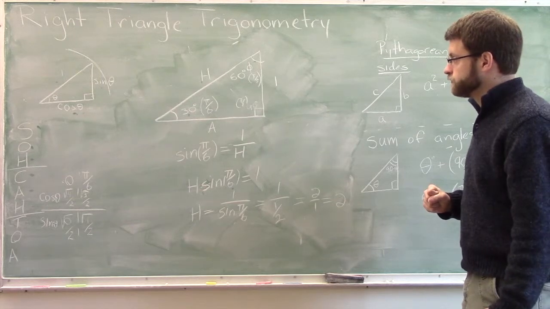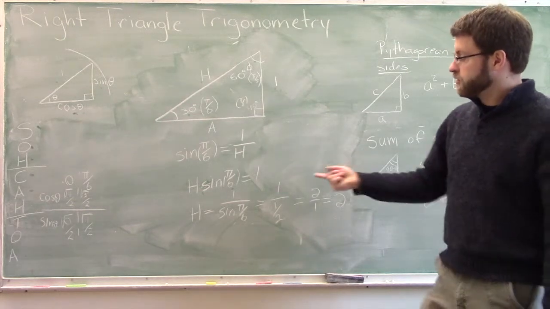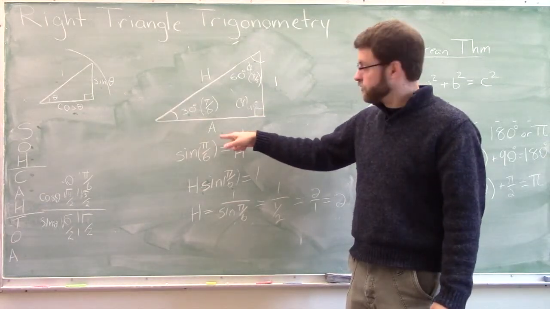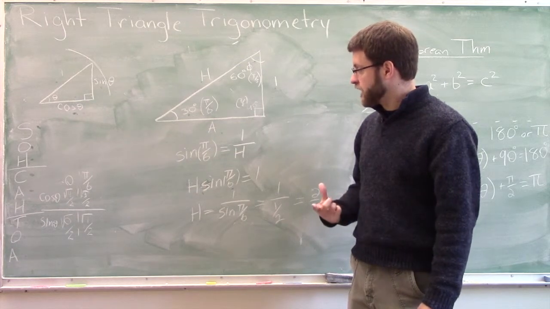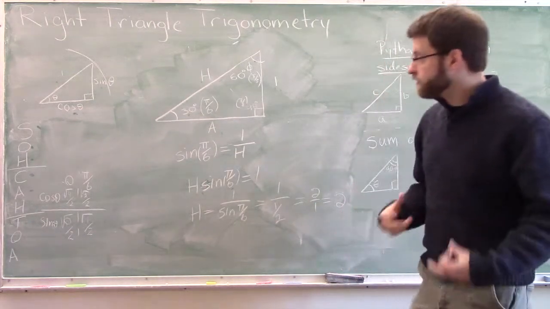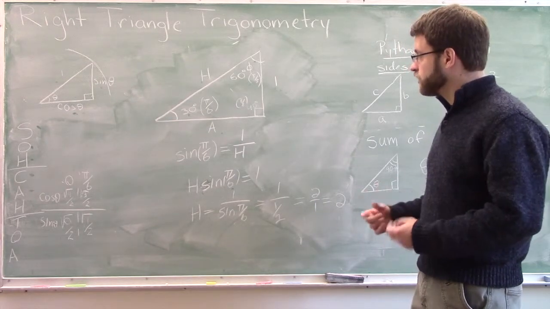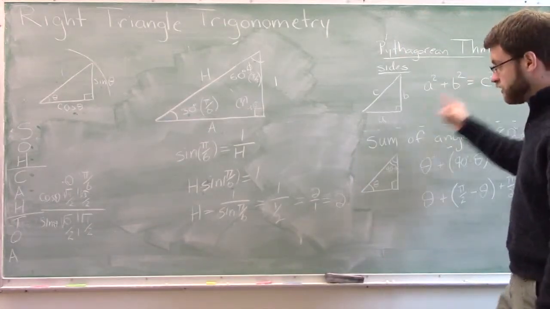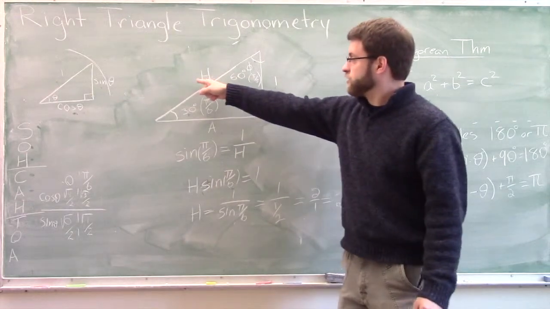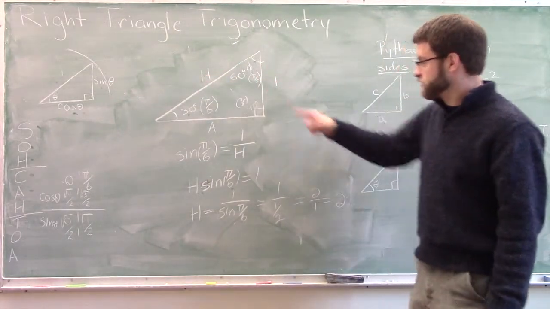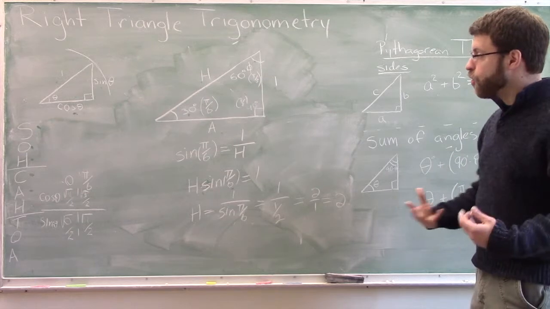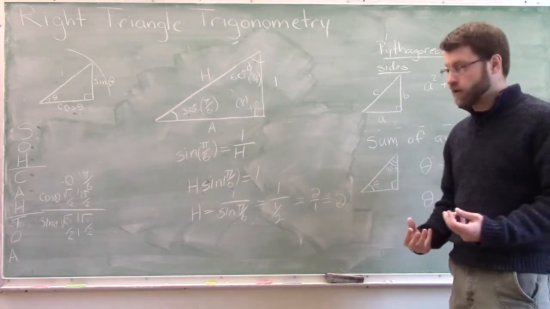Okay? Alright, so now we've got one last thing to figure out. We have this adjacent side to figure out. And now we have enough information where we really have a few different choices that we can make. We could use the Pythagorean theorem and the value of h, the hypotenuse, and this side to find the value of the adjacent side. Or we could use a different trig function.